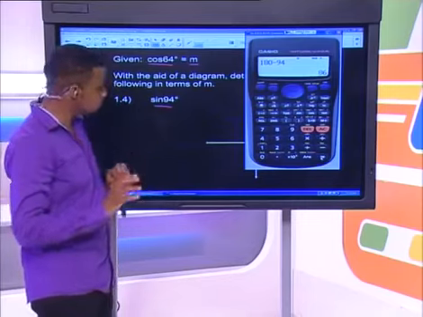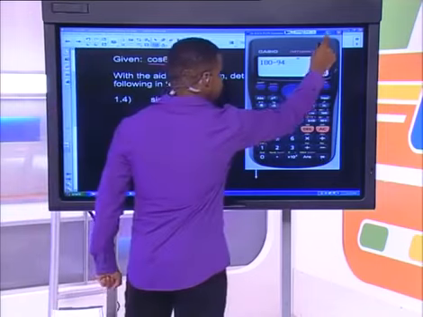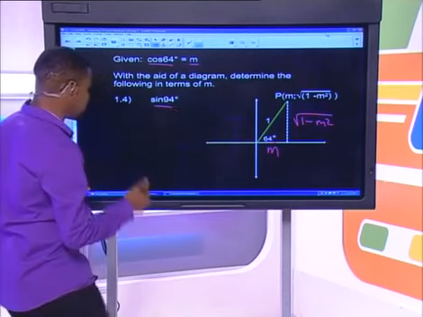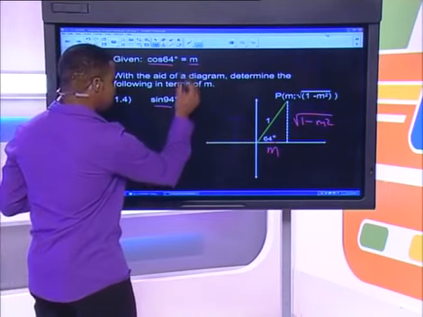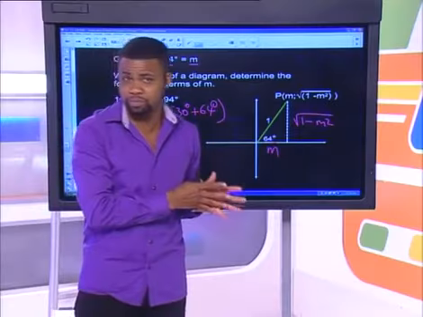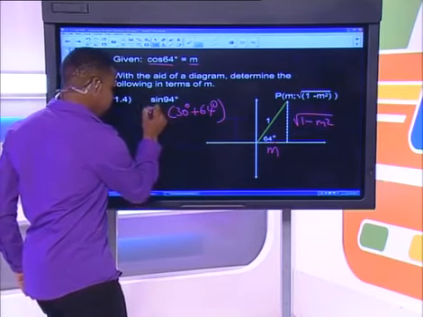Do you have any idea? You're thinking about what we can do here. I can't relate this directly, but what is the relationship between 94 and 64? I can say sine of 30 degrees plus 64. I can use my compound and double angles to solve this problem. Why 30 and 64? Sine of 30 plus 64.